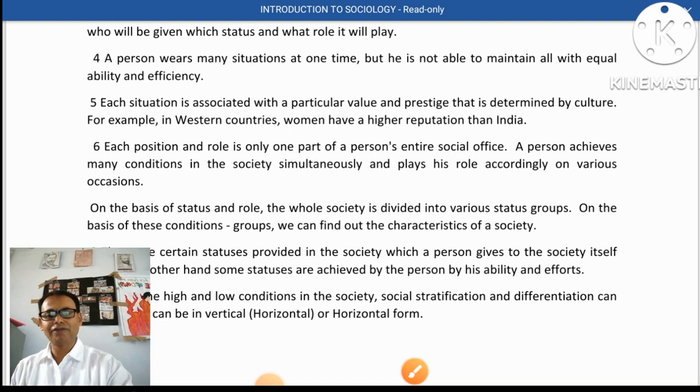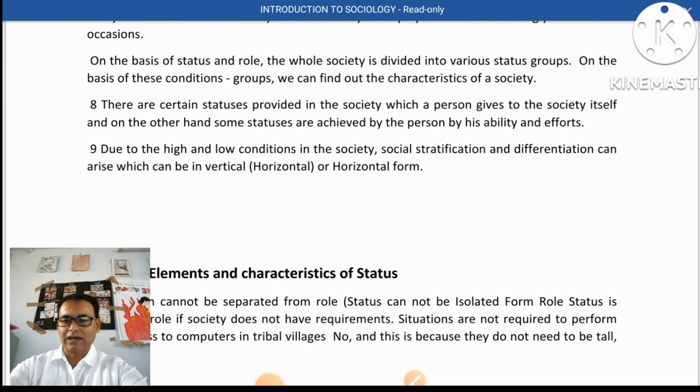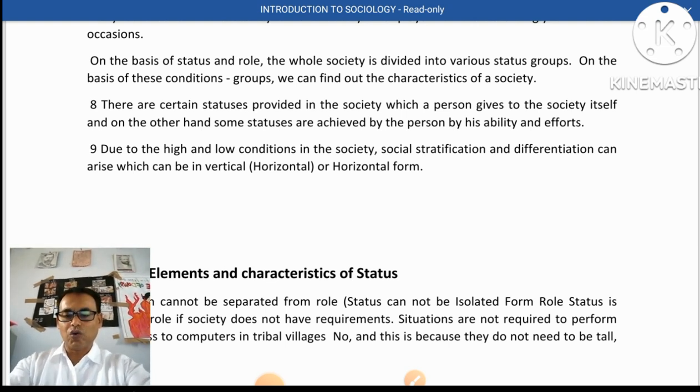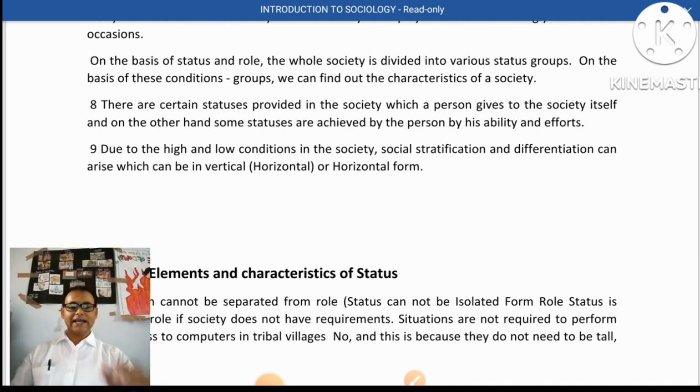On the basis of status and role, the whole society is divided into various status groups. On the basis of these status groups, we can find out the characteristics of society. There are certain statuses provided in the society which a person is given by society itself. And on the other hand, some statuses are achieved by a person by his ability and effort.